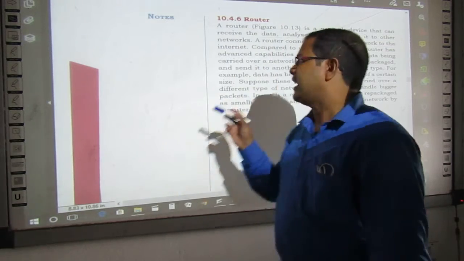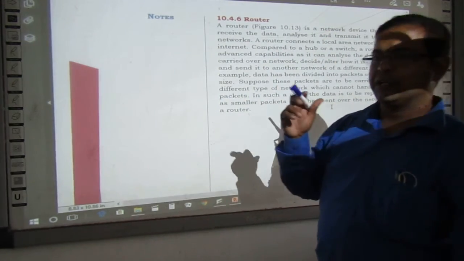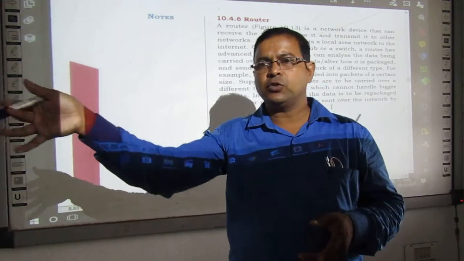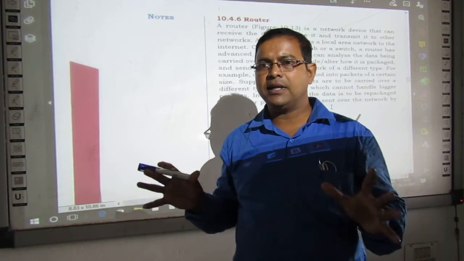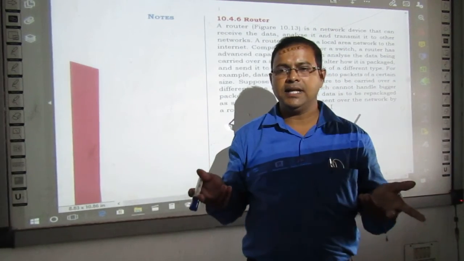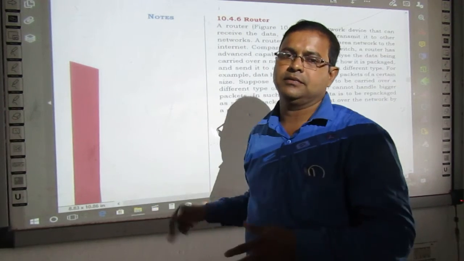And also a router is a device which acts like an interface between the outer internet connection and our LAN. And whenever our LAN or our network is sending some information to the outside world, the outside internet, it is also analyzed by the router.